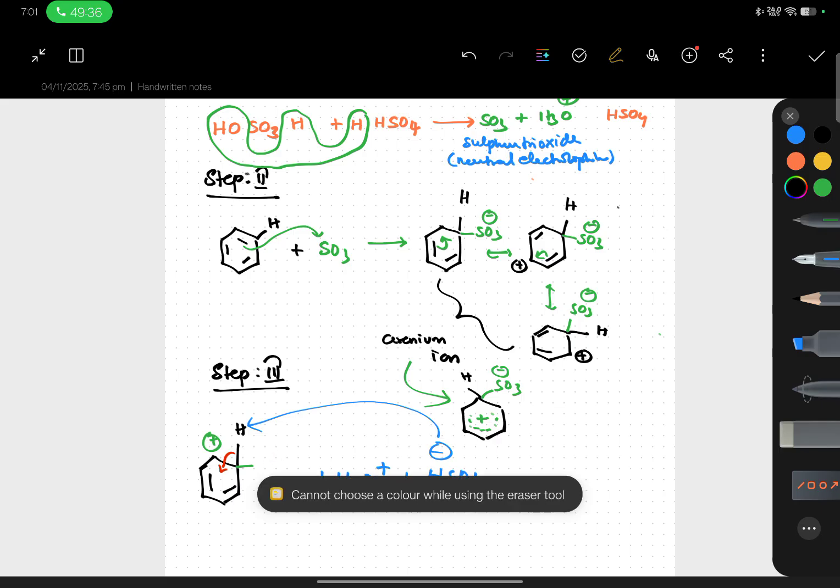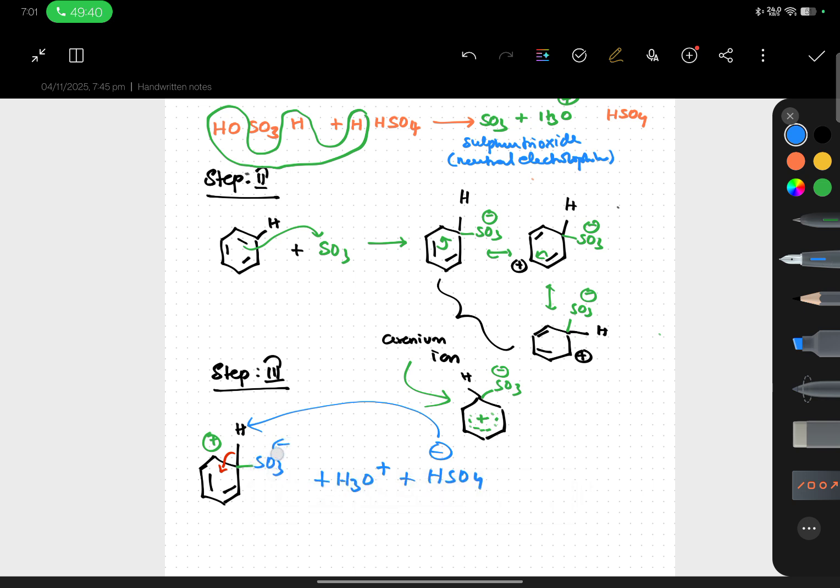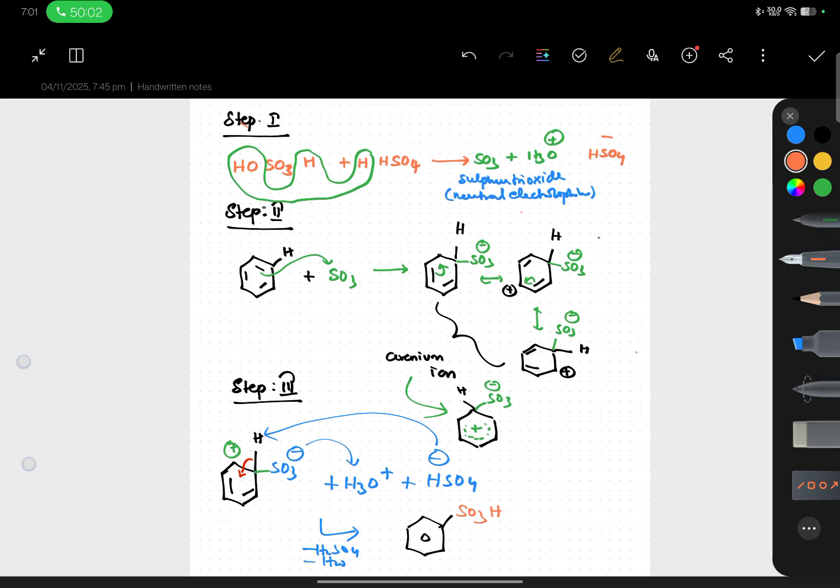And the SO3 minus is there, no? So what is attached here? SO3 minus. That will take the proton and thereby you get water. So minus H2SO4 minus water, you will get the benzene ring with SO3H. We call this benzene sulfonic acid. Copy.